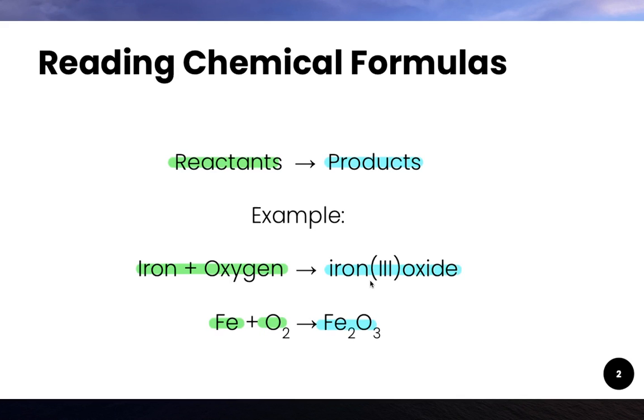As a little review, you had this slide in the last video. We have reactants, which react together to form products. And here's an example. Iron plus oxygen react to form iron 3 oxide.